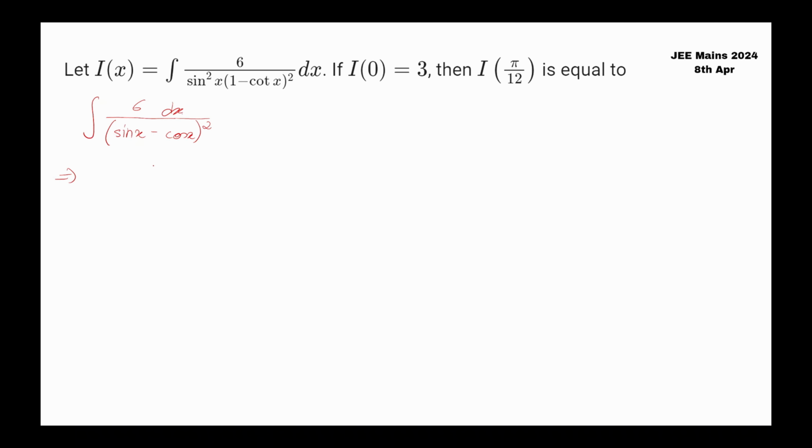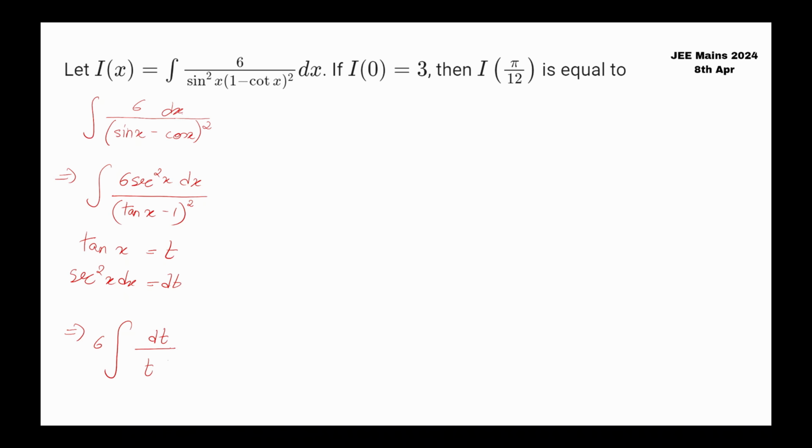So this would become, if I take cos x common, integration of 6 sec square x dx upon tan x minus 1 whole square. So from here, I'll put tan x as t. So I would have sec square x dx as dt. So my integration would ultimately become 6 times of dt by t square. Sorry, t minus 1 square.